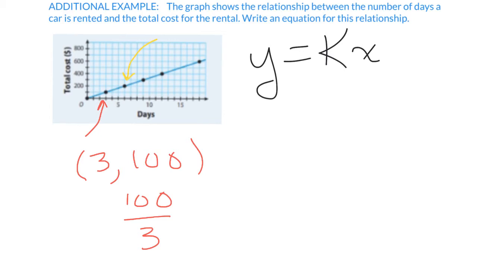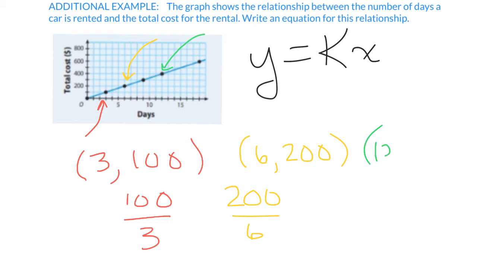Here's another point. And that point is going to be 6 and 200. And once again, your y is on the top and your x is on the bottom. And let's just pull out one more. Let's pull out this one. And that's going to be 12 and 400. And that'll be 400 divided by 12.